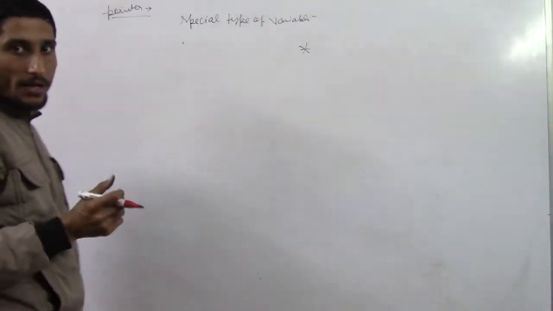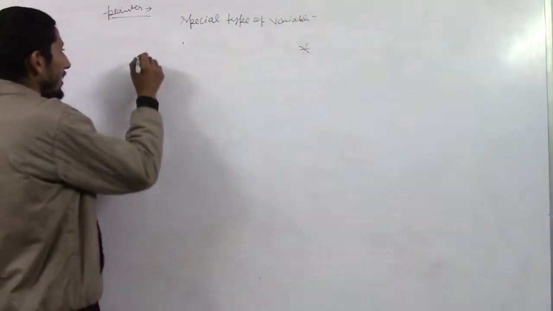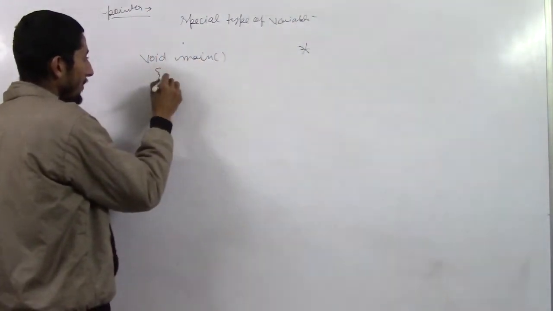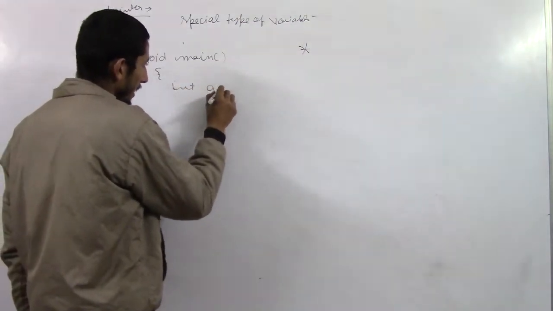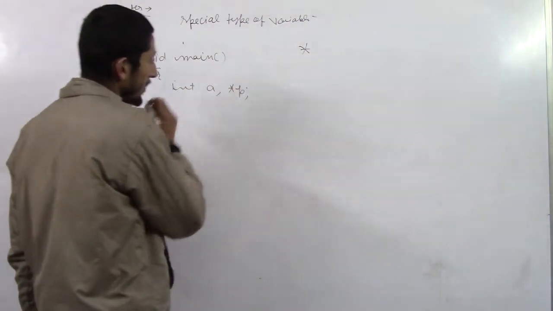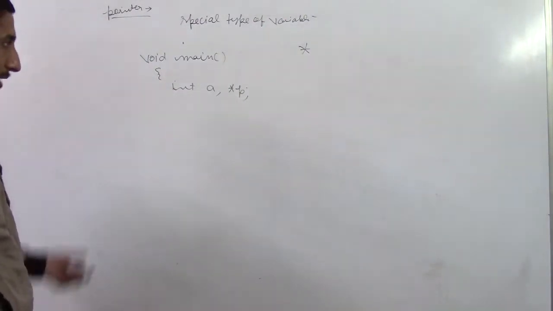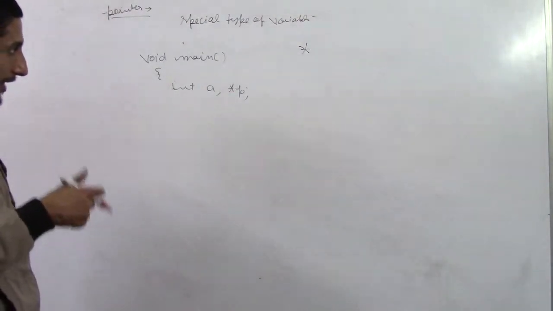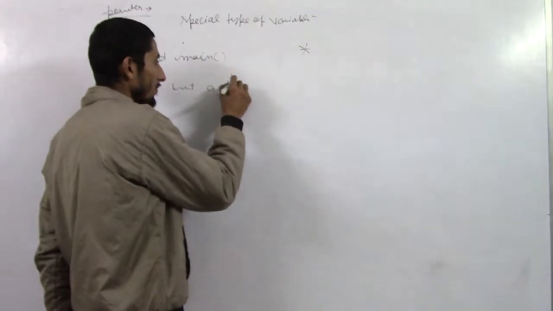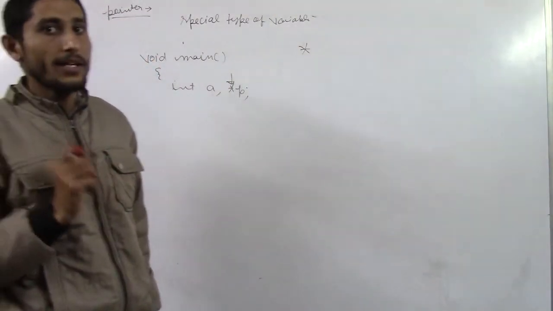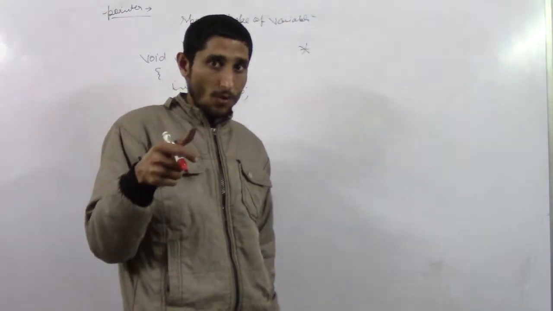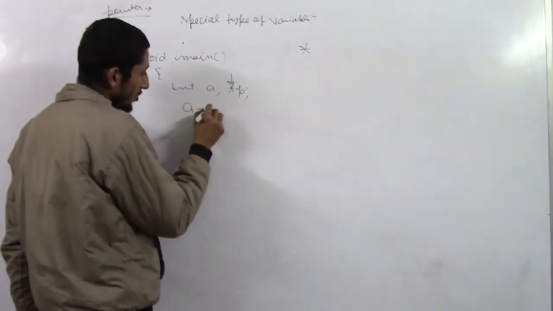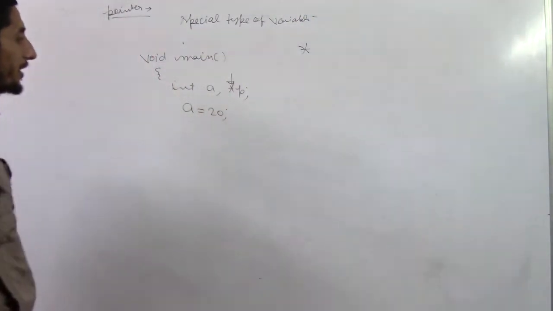So let me design the program and I will show you step by step. That is void main. I have taken a simple variable named a, and I have taken a pointer variable named p. In order to specify that it is a special variable, because it is a pointer variable and it has an ability that it can store address, I have put star. So you have to keep in mind, while declaring a pointer variable, you have to put star. Then let's say a equals 20, so value of a equals 20.